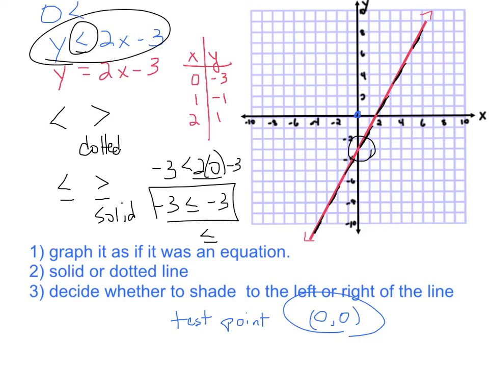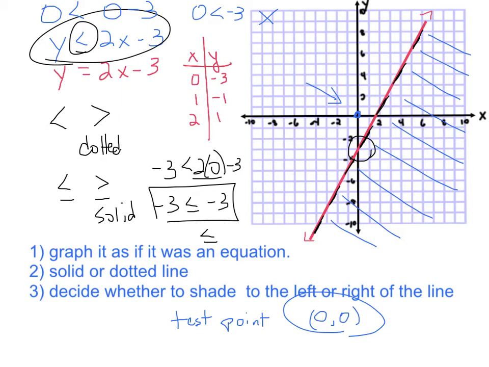0 is less than 0 minus 3. 0 is less than negative 3. Now, is that true? No. That's not true. That means that (0, 0) is not a solution. It is on this side of the line, and it's not a solution. That means all the solutions are on the other side of the line, so we're going to shade the right side of the line.